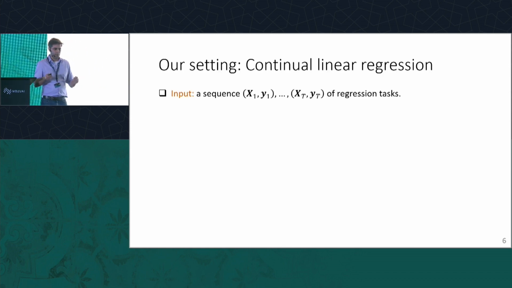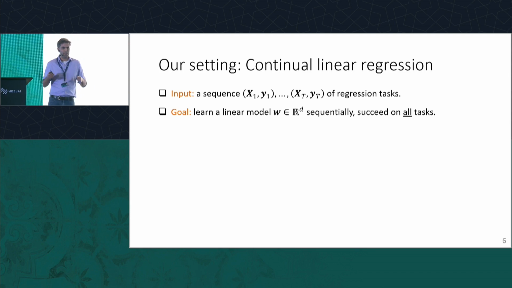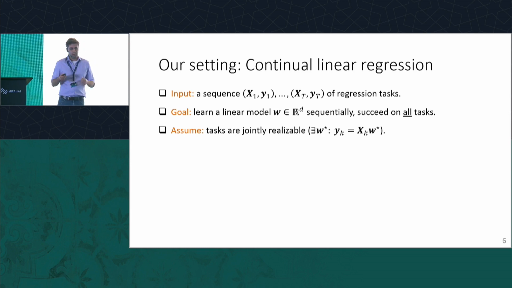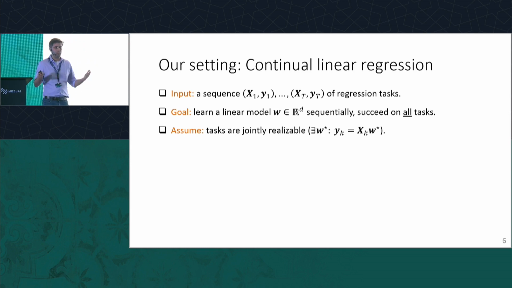In our setting, we again use continual linear regression, meaning we observe a sequence of tasks, x1 labeled y1, until xt and yt. Then we learn a linear model sequentially, wanting it to succeed on all tasks at the same time. And we assume, as is common in deep learning, that we can always perfectly fit all the data together because we have sufficient capacity. So there exists at least one model, W star, which can fit all the tasks at the same time. They are jointly realizable.